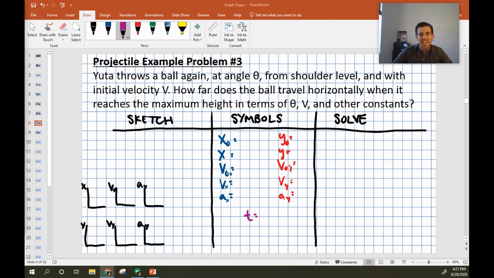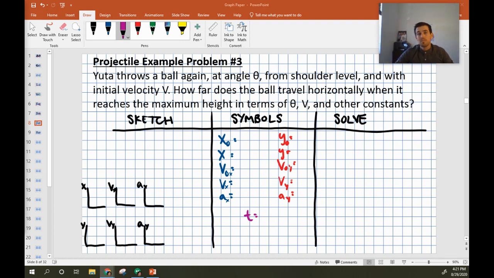All right, Yuta just can't help himself. He just loves throwing balls in the air. This time, instead of throwing it straight up, he threw it at an angle. That crazy kid. And this time he's throwing it from shoulder level. All we're given is that it's at an angle theta and an initial velocity v.